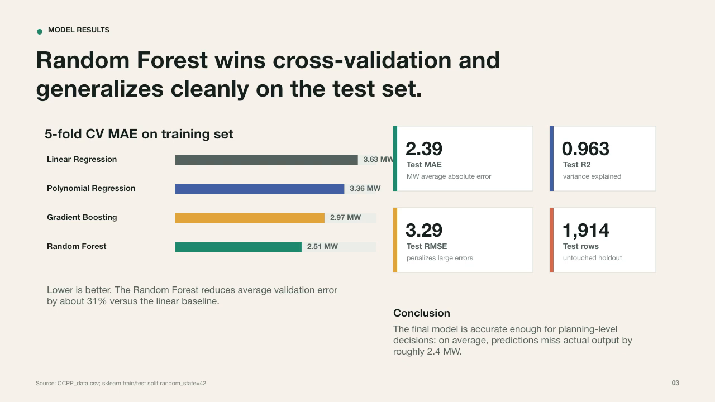Linear regression gives a cross-validation MAE of about 3.63 megawatts. Polynomial regression improves that to 3.36. Gradient boosting reaches 2.97, and random forest gets the lowest validation error at 2.51. After training random forest on the full training set, the final test performance is strong. MAE is 2.39 megawatts, RMSE is 3.29, and R squared is 0.963.